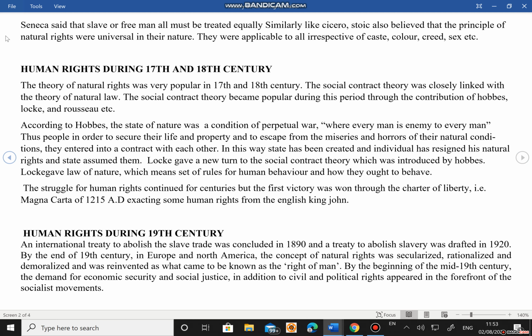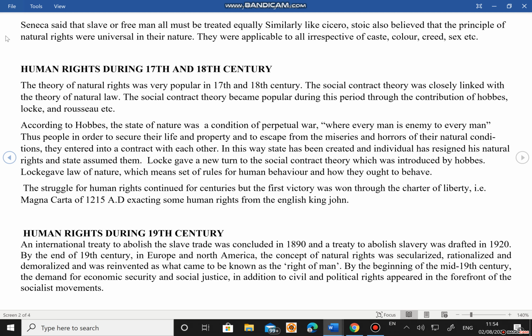So what does Hobbes tell about? According to Hobbes, the state of nature was a condition of perpetual war, where every man is an enemy to every man. So why did this social contract concept come in the 17th and 18th century? Because these people thought that every man is an enemy of every man. So people, in order to secure their life and property and to escape from the miseries and horrors of their natural conditions, had to enter into a contract with each other.